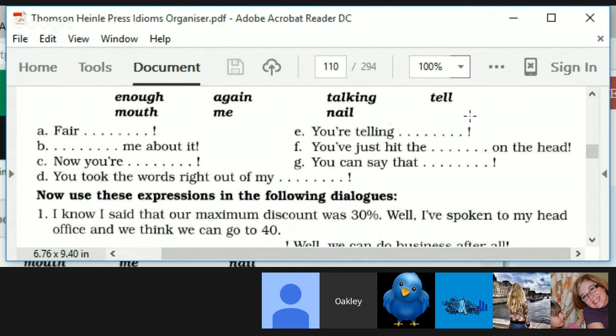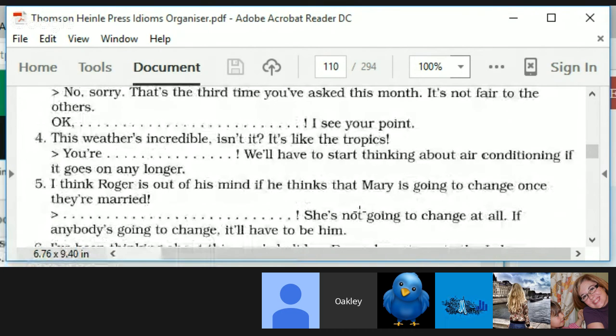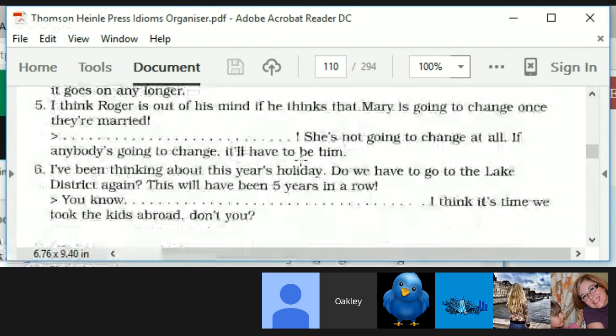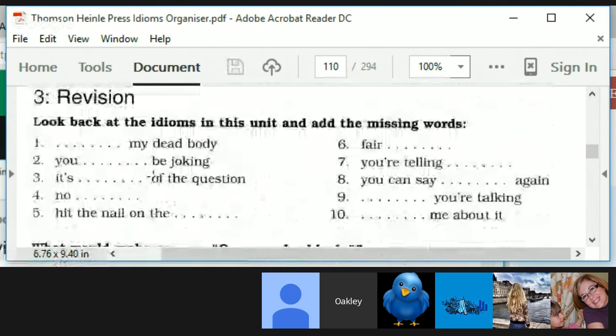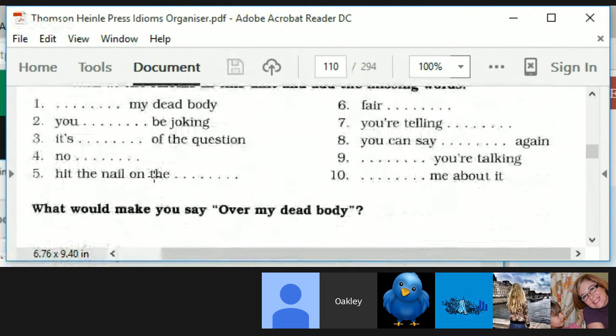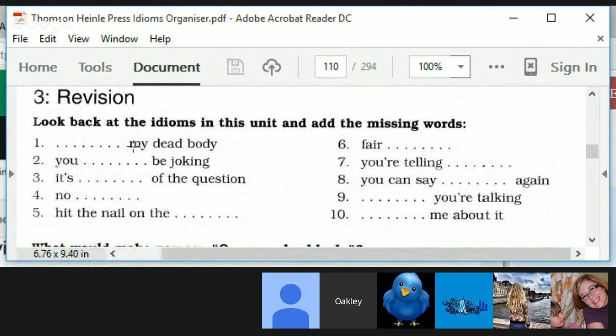Yeah, you could use more than one depending on how you feel, of course. Okay, good job. All right, let's see if we can do a quick revision or review. Let's see if, without looking, we can fill in the blank and if we know these different idioms. Mustafa, number 1.